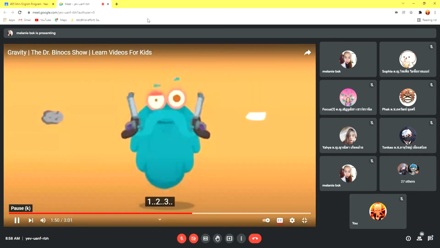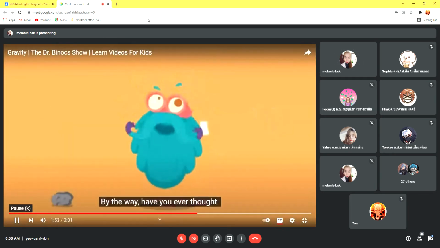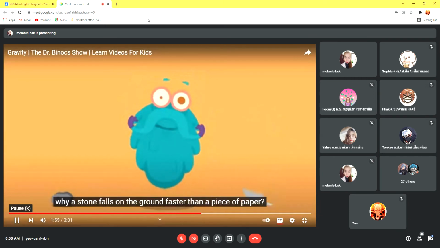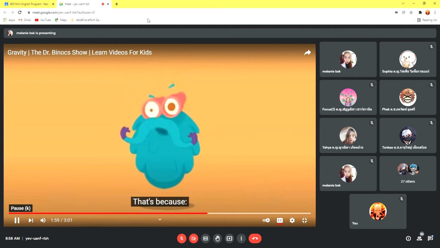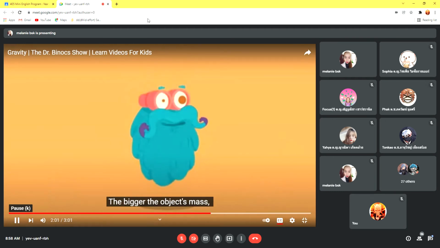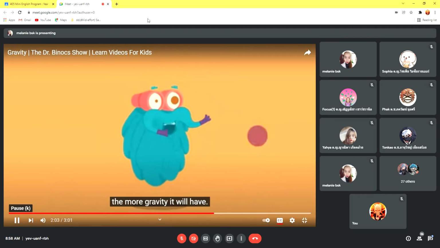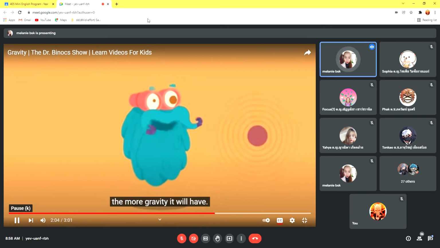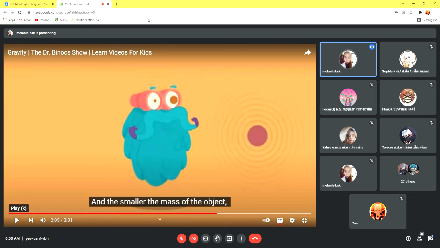By the way, have you ever thought why a stone falls on the ground faster than a piece of paper? That's because the bigger the object's mass, the more gravity it will have. So it says in here that the bigger the mass of an object, the faster it falls down to the ground. Do you understand, children?